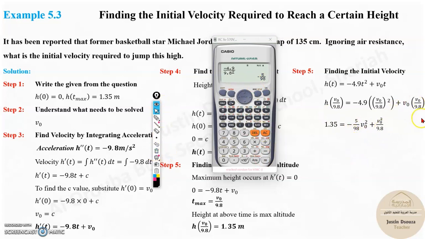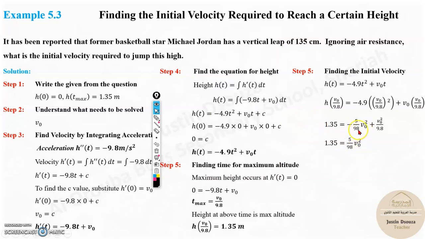Now over here, what is happening? V naught times V naught is V naught squared. Look over here, the numerator also has V naught squared, and the numbers you can solve. Now what is unknown? Only V naught. So add these both: negative 5 by 98 plus 1 by 9.8. So 5 by 98 is the answer. So over here you get 5 by 98 V naught squared.